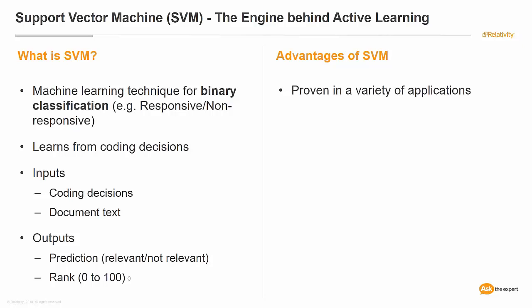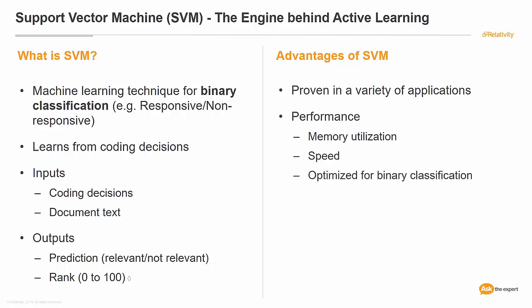So, just briefly, the advantages of SVM. It is a proven technology. It's been used in a variety of applications. It's been out there for a while, field tested. The performance profile is very good. It is efficient with memory utilization and runs fast. It's optimized for doing this kind of binary classification.